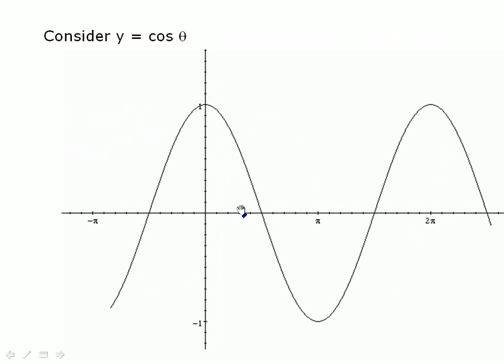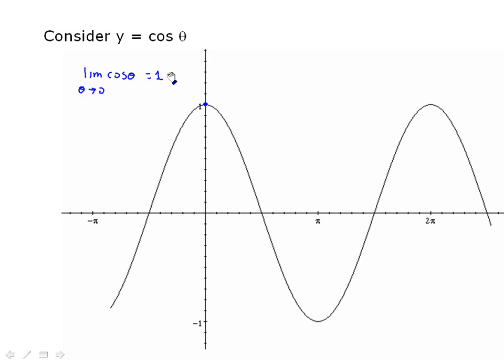So for the cosine curve, same wave as sine, just it's got a different horizontal orientation. And if you were to take the limit of this function as theta approaches 0, well, you'd see that we're getting closer and closer to the y value. So it's equal to 1, excuse me. So the y value is getting closer and closer to 1.